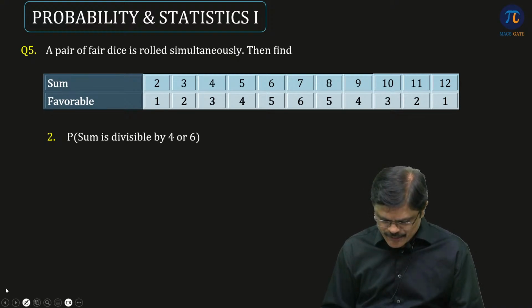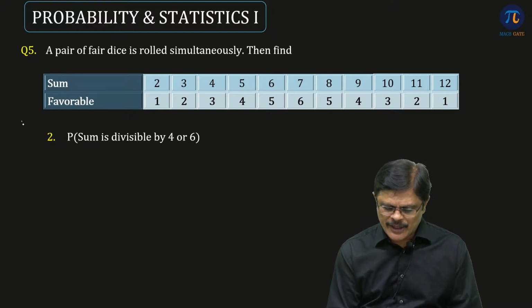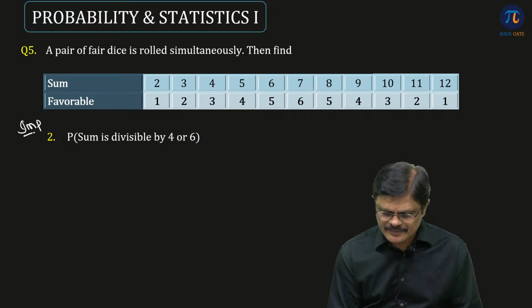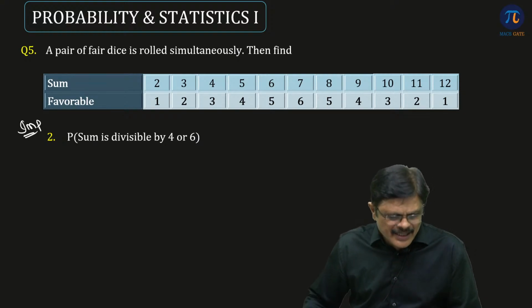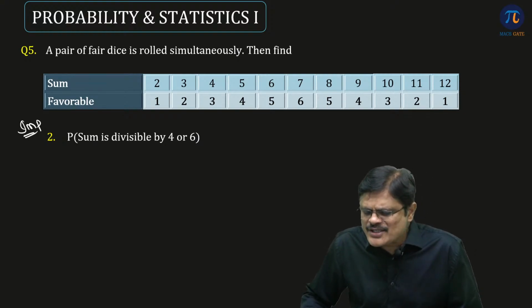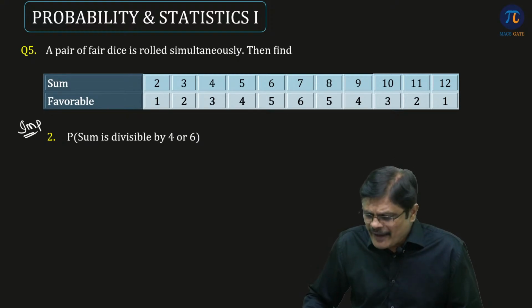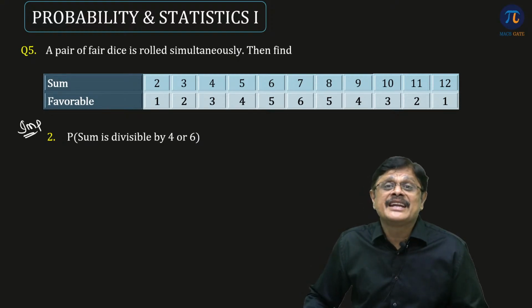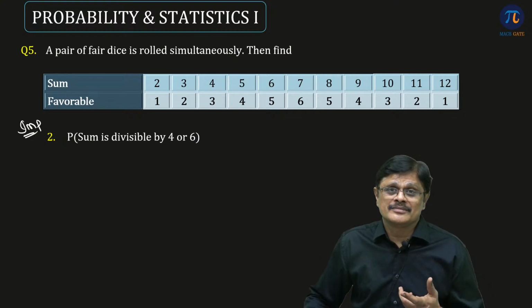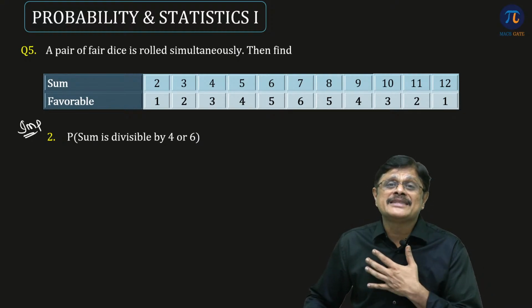Now one more interesting question. Now look at this. This is a very important problem, sir. This was asked in GATE. A pair of fair dice is rolled simultaneously. Find the probability that the sum is divisible by 4 or the sum is divisible by 6.